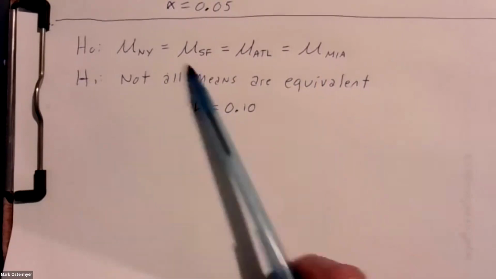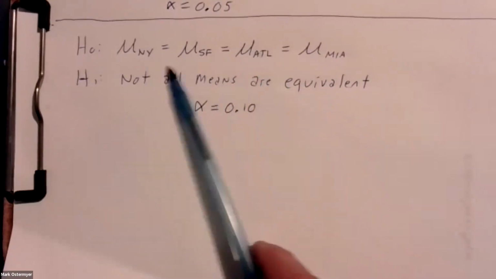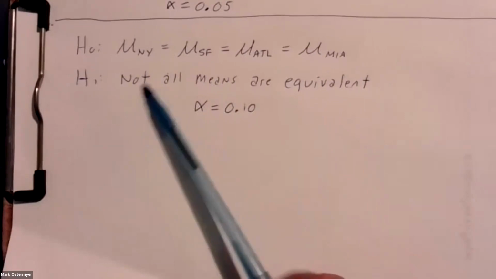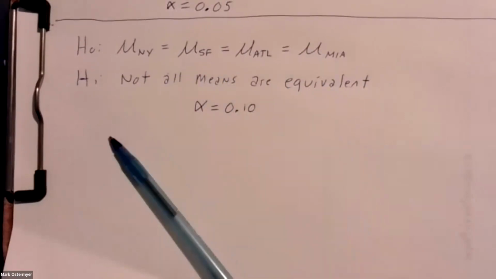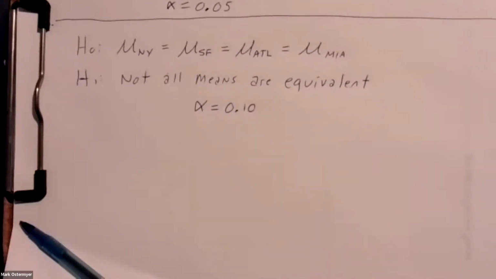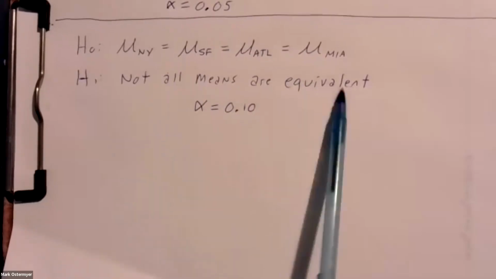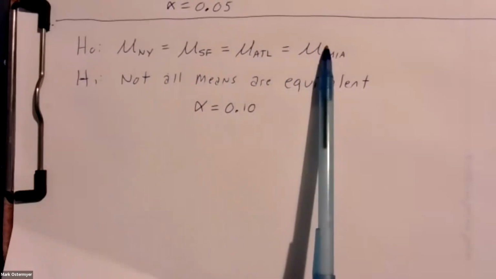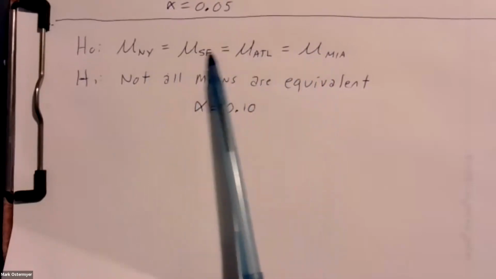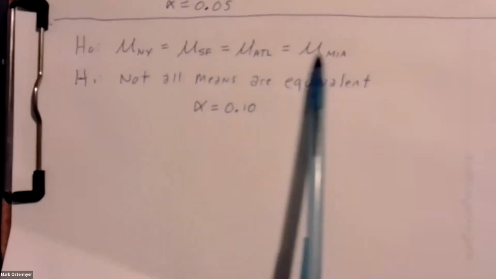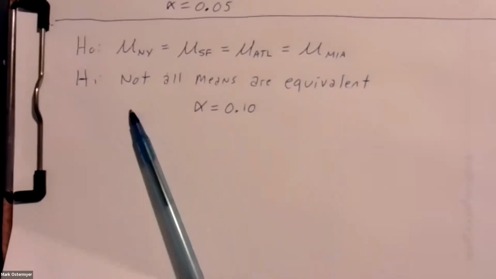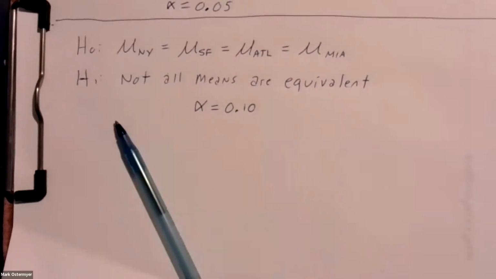Now, we don't know which city has you spending more time in traffic than other cities. This test is not designed to tell you that. It's just designed to tell us that there is a difference, that the mean number of hours spent in traffic for these cities are not all the same. That's all it's designed to tell us.